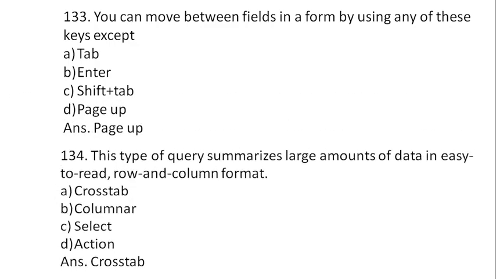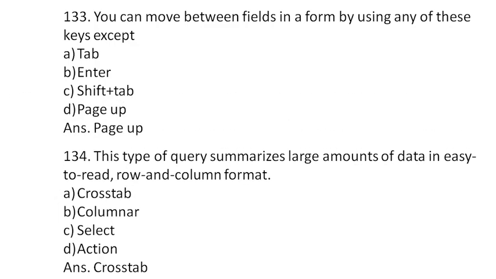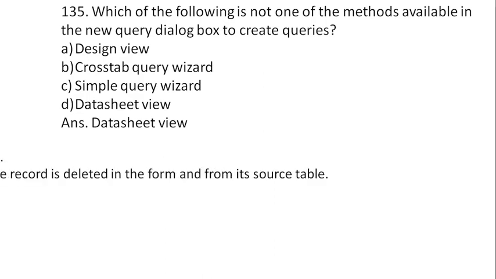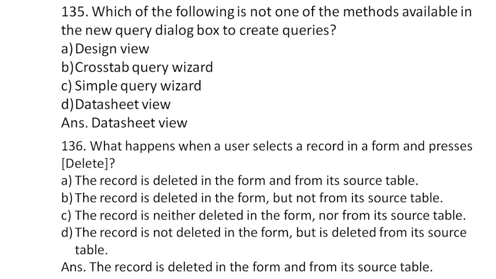Next, this type of query summarizes large amounts of data in easy to read row and column format. The answer is cross tab. Next, which of the following is not one of the methods available in the new query dialog box to create queries? The answer is datasheet view. Next, what happens when a user selects a record in a form and presses delete? The answer is the record is deleted in the form and from its source table.